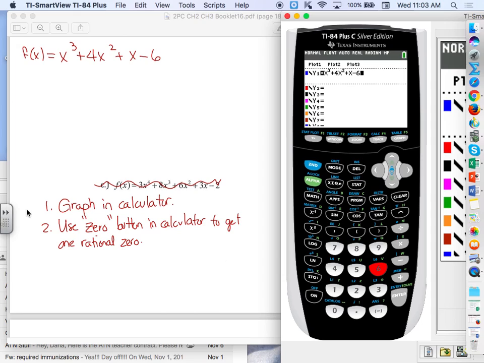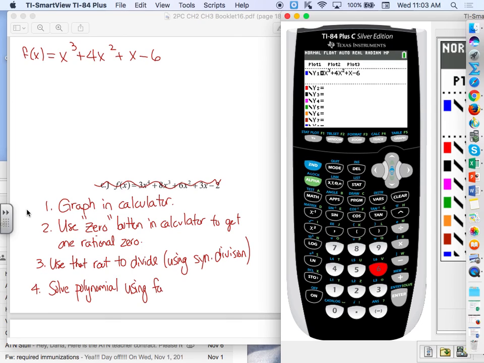So once we find one, we're going to use that root or that zero that you just found in number 2 to divide, and you'll use synthetic division. And then once you've used your synthetic division, you'll end up with a polynomial that you can solve either by factoring or quadratic formula.